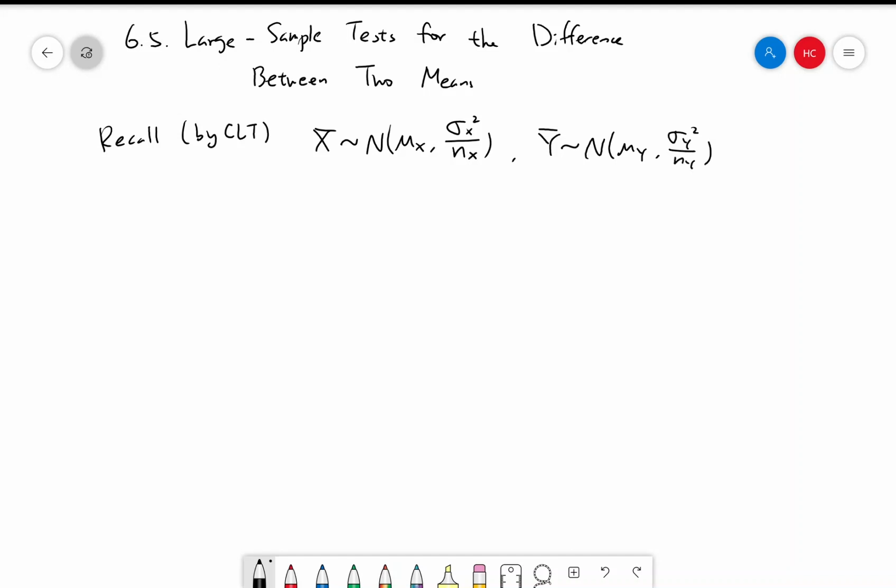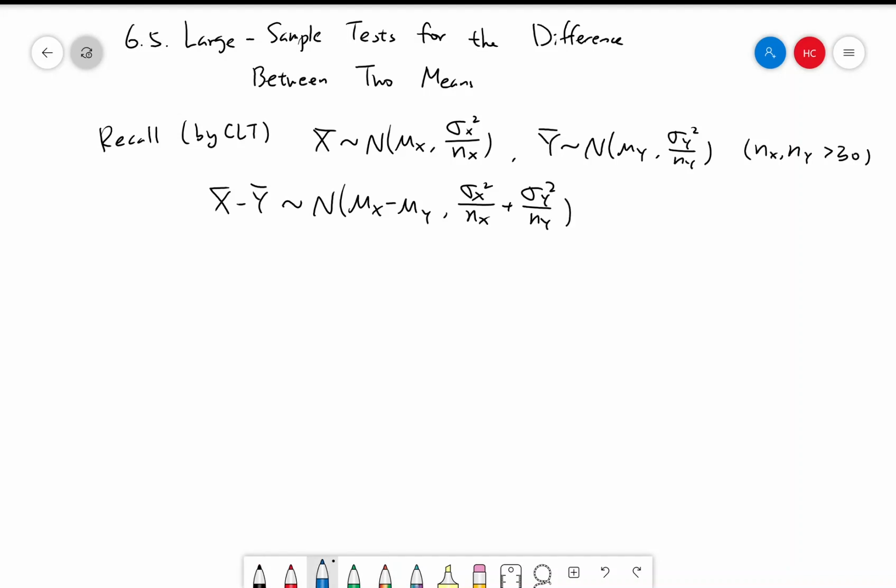For the central limit theorem to work, we need the sample size to be large enough, which means nx and ny have to be greater than 30. Then their difference also has the normal distribution. The mean is the difference of the original means, and the variance is the sum of the original variances. And often we don't know the values of the population standard deviation, so we use the sample standard deviation instead.